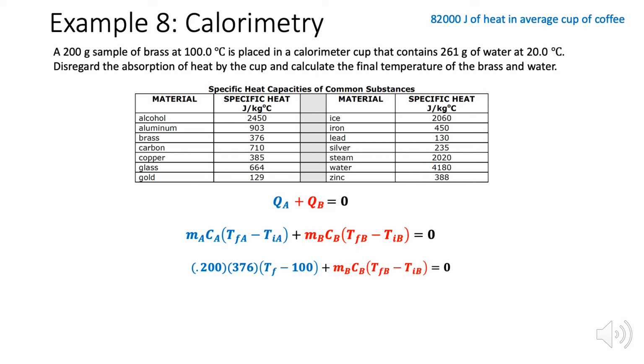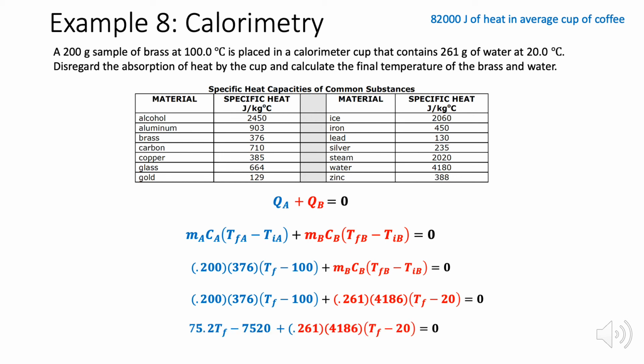Now for the water, which is object B, it says I have 0.261 kilograms of water. The specific heat of water is 4,186. I'm looking for the final temperature, which is TF, and it tells me the water is initially at 20 degrees Celsius. Now all I'm going to do is distribute 0.200 times 376 times TF. That gives me 75.2 TF. Then I'm going to do 0.200 times 376 times negative 100, which is negative 7,520. And that's for the brass.